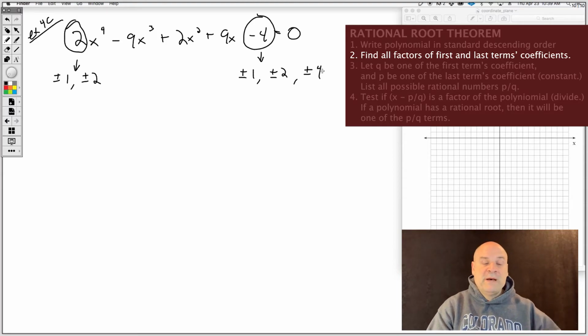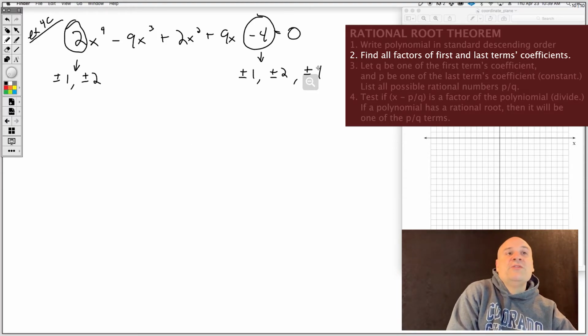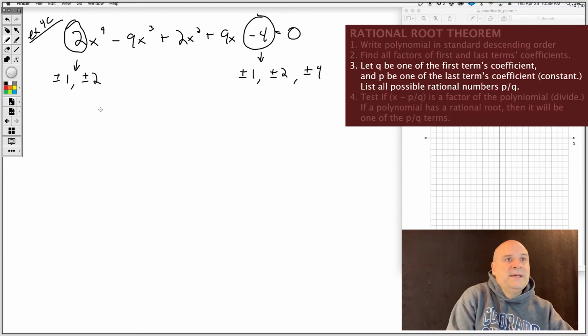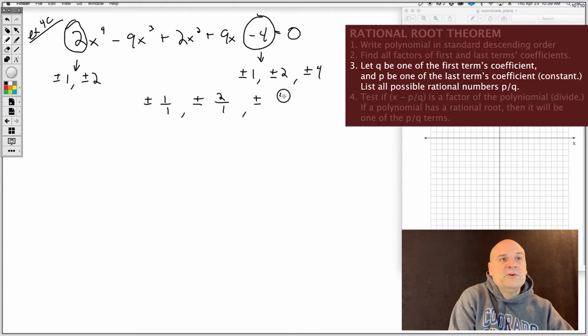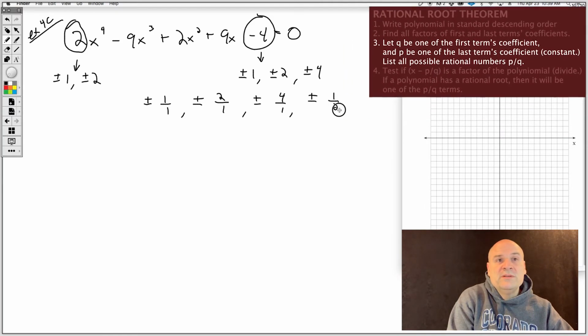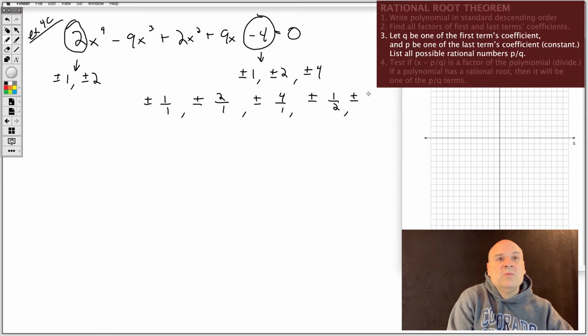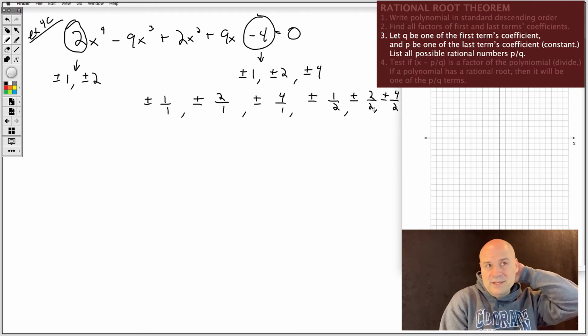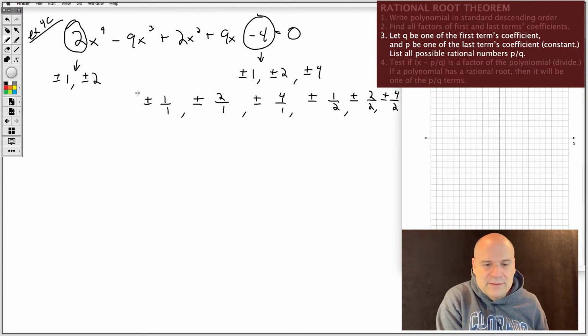So now the possible roots are gonna be all these guys over these guys, okay? So we're gonna have positive or negative 1 over 1, positive or negative 2 over 1, positive or negative 4 over 1, but we're also gonna have positive or negative 1 over 2, positive or negative 2 over 2, and positive or negative 4 over 2, okay? Well, let's simplify this.